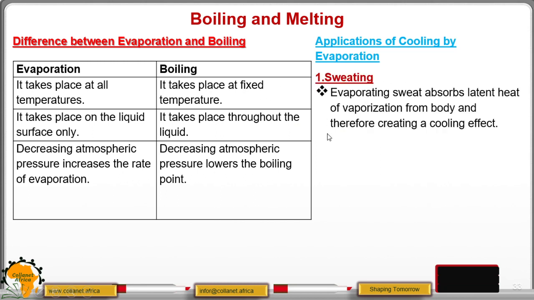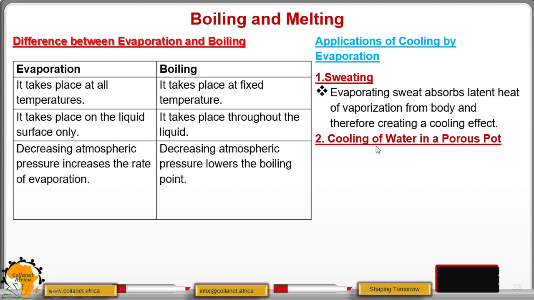One, we have sweating. Evaporating sweat absorbs latent heat of vaporization from the body and therefore creates a cooling effect. That is, when the temperatures are very high, you sweat so that you can create a cooling effect, because the sweat will absorb the latent heat of vaporization and that will cool your body.